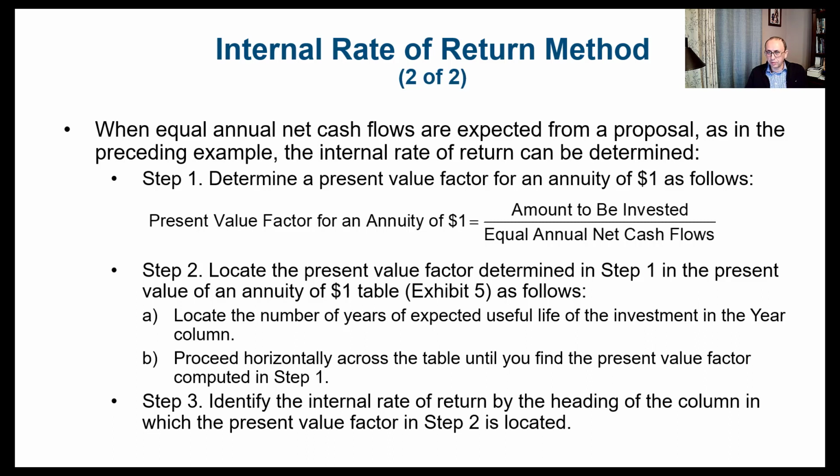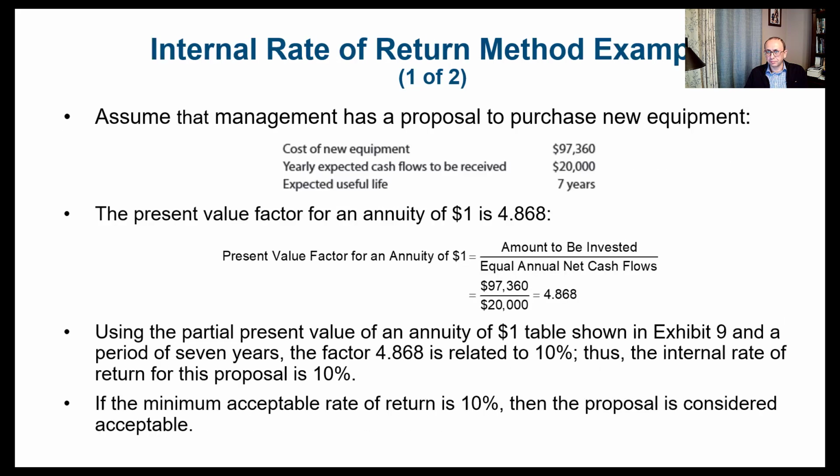So we got the factor. We go to the table. We locate the present value factor determined in step 1 in the present value of an annuity of $1 table, and we locate the number of years of expected useful life. So in our case here it's 5 years, and then we proceed horizontally across the table until we find the present value factor that's similar to the computed value, and we identify the internal rate of return by the heading of the column in which the present value factor in step 2 is located. So I think a better way to understand these 3 steps is by going over an example.